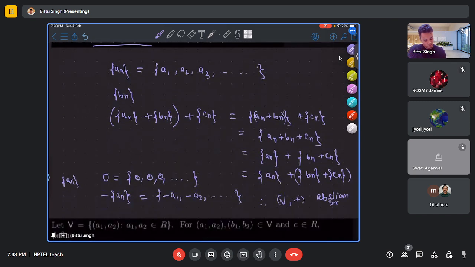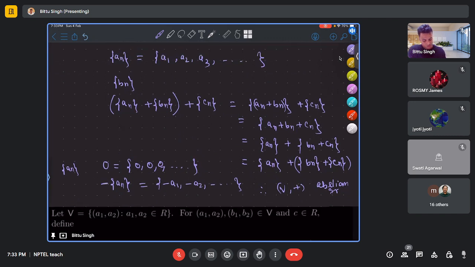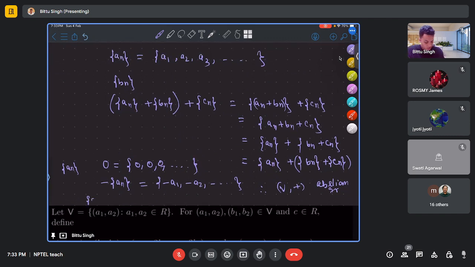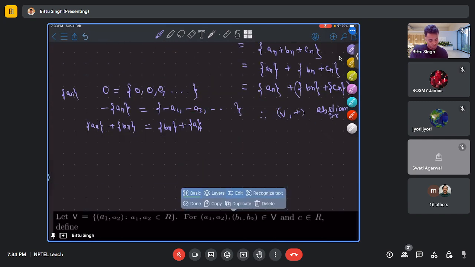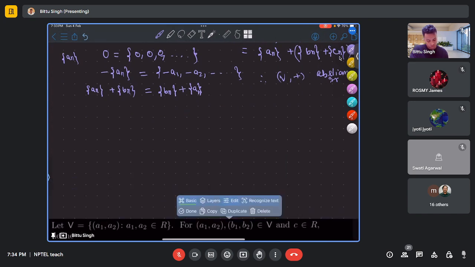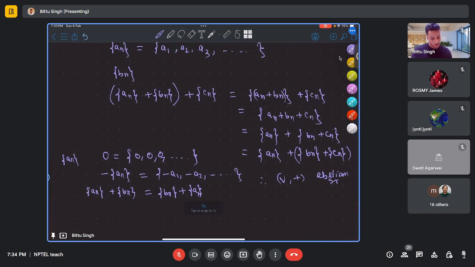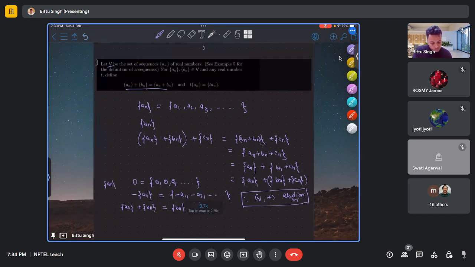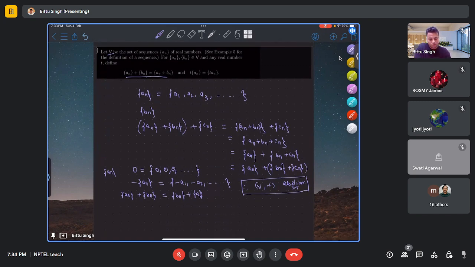I have not checked the commutativity yet, but you can see that an plus bn is the same as bn plus an. So it is okay, up to abelian group, everything is okay. Now we need to check other properties. Will it hold?